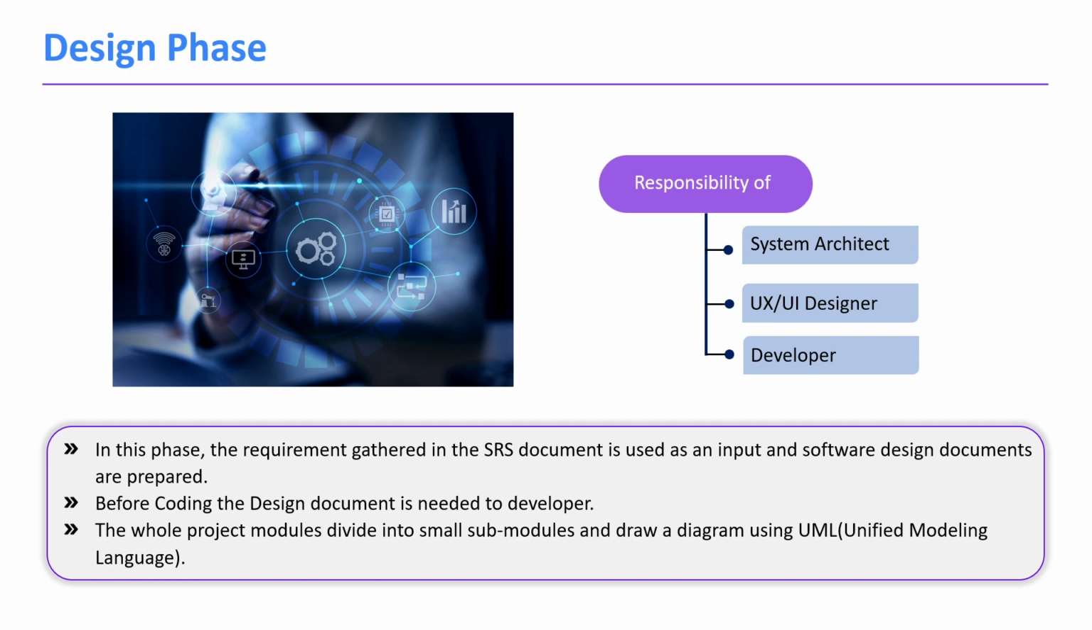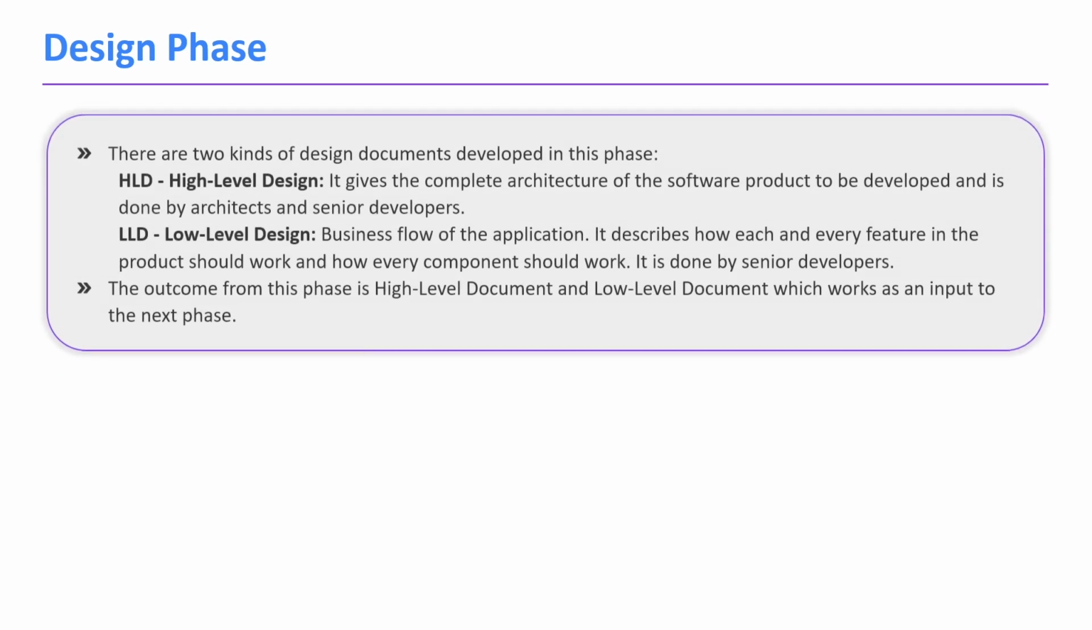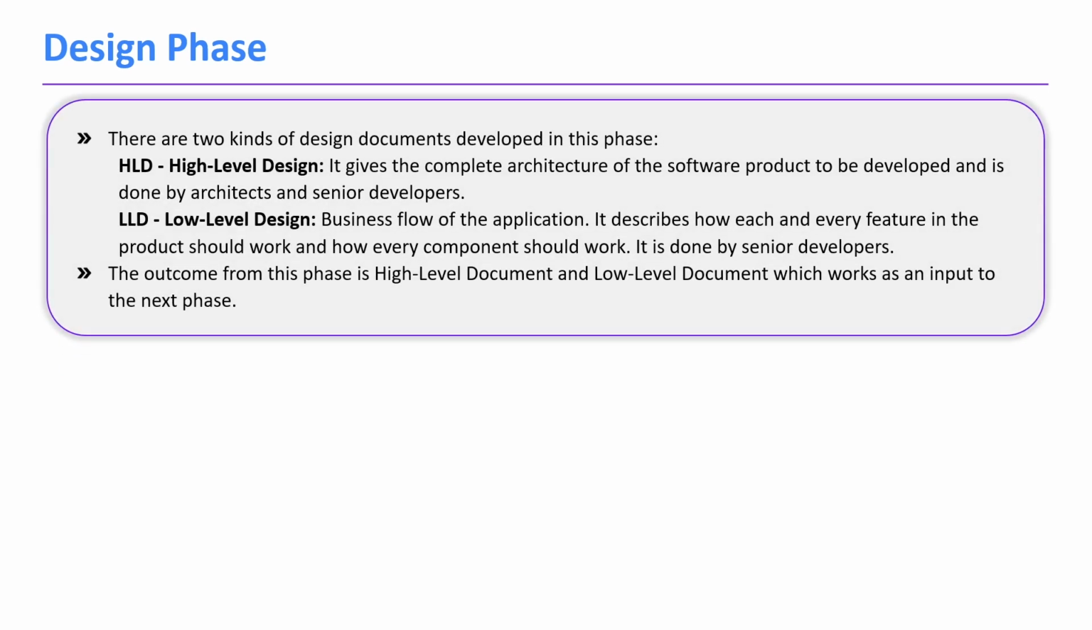The complete project is divided into multiple modules and submodules and a diagram is drawn using UML. UML is a Unified Modeling Language. In the design phase, there are two kinds of documents prepared, HLD and LLD. HLD is a high level design, LLD is a low level design.